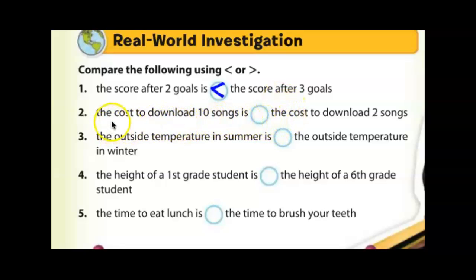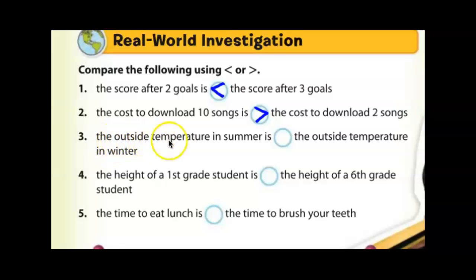Number 2, the cost to download 10 songs is what compared to the cost to download 2 songs? Okay, most of the time, each song is going to be the same amount. So if you're downloading more songs and you're paying for each song, then 10 songs are going to be greater than 2 songs. There might be some exceptions, but for the most part.